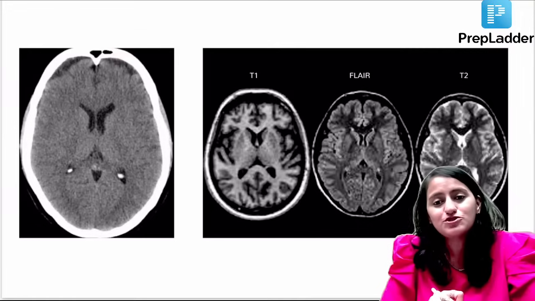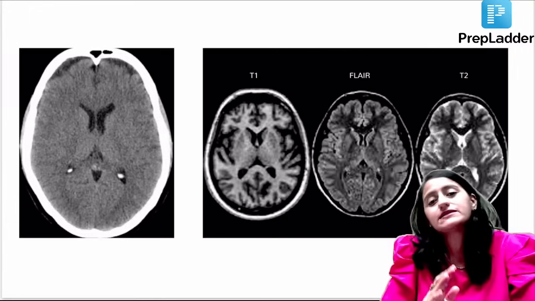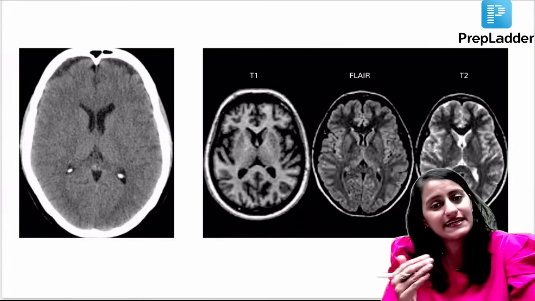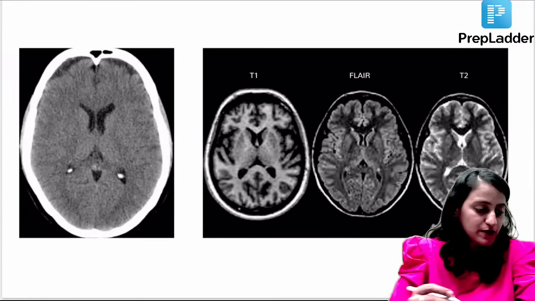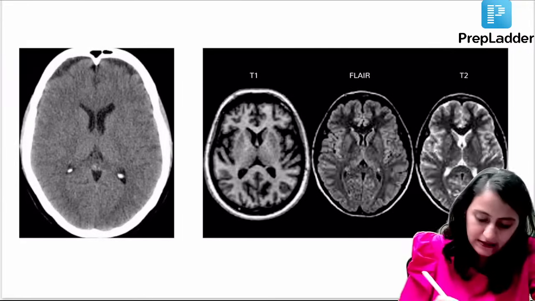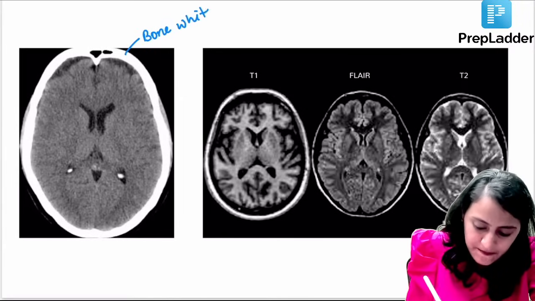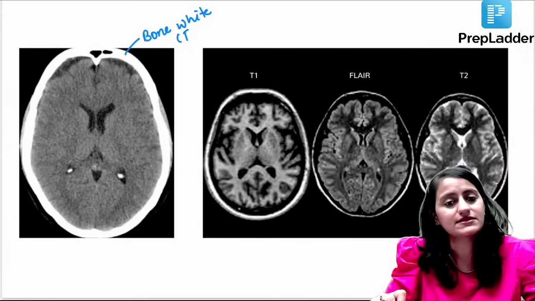Look at this image. Is it a CT or an MR? Very, very important. Whenever you're identifying CT versus MR, always look at the bone, and particularly the bone cortex. CT is like X-ray, CT also uses X-rays. So the bone is going to be white in CT. This is the bone that you are seeing here, which is white, and that is why this is a CT.